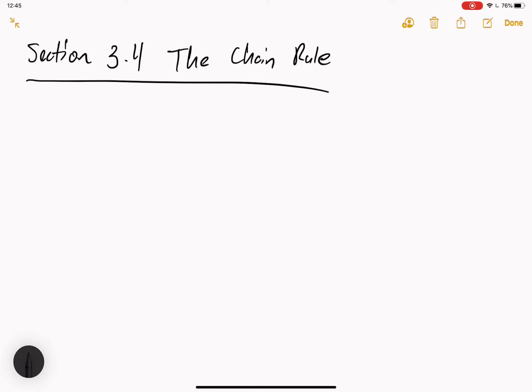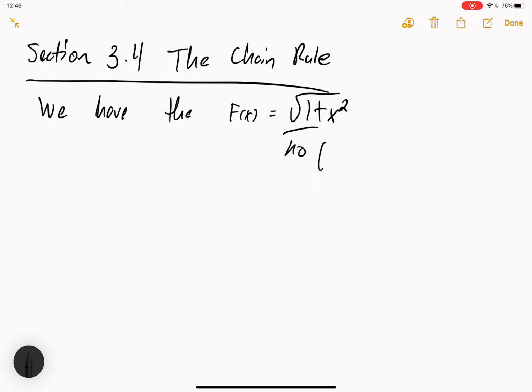So let's just say we have the function f of x is equal to the square root of 1 plus x squared. So we can't apply anything yet. We can't use the quotient rule, can't use the power rule, can't use the product rule, because there's nothing there of that sort. There's no product or quotient, no general exponents that we could do.